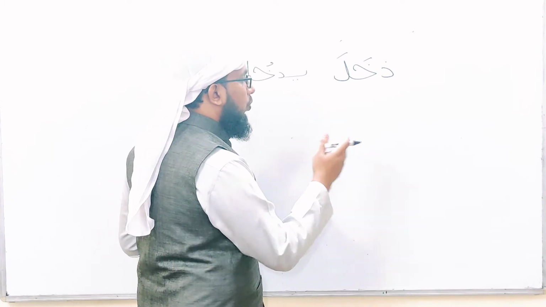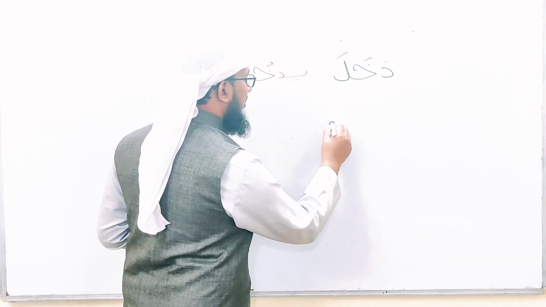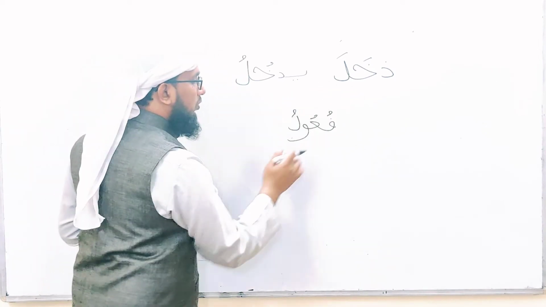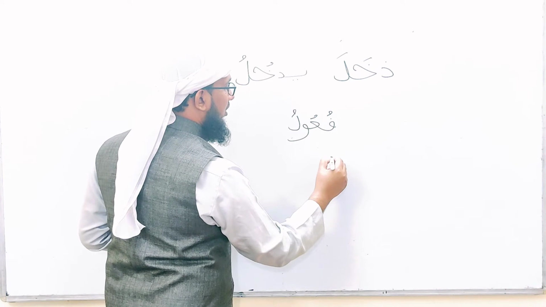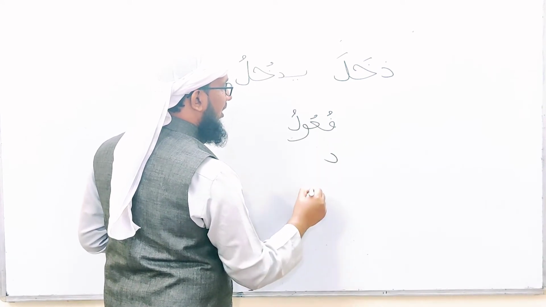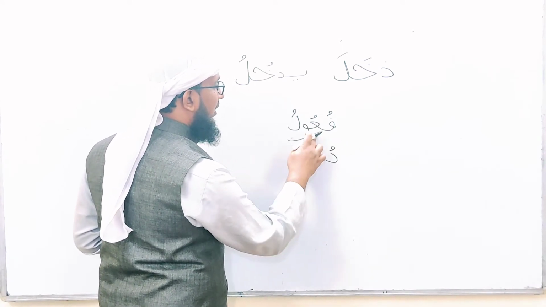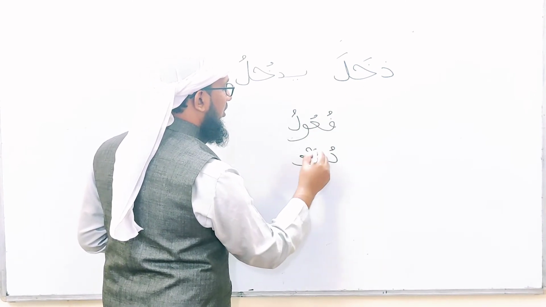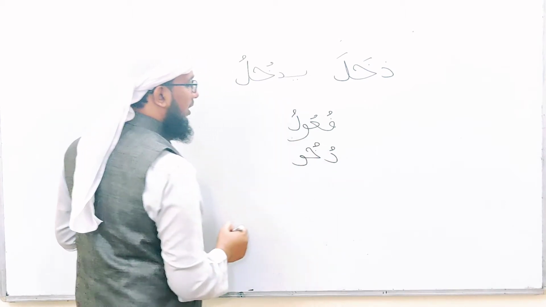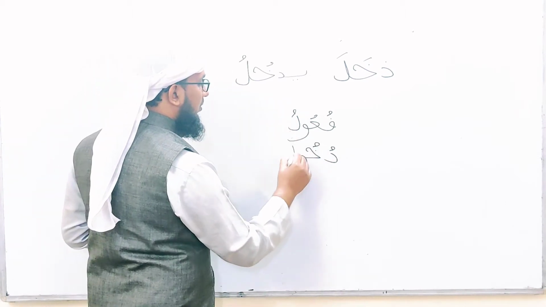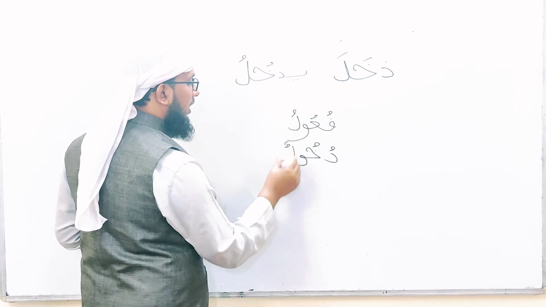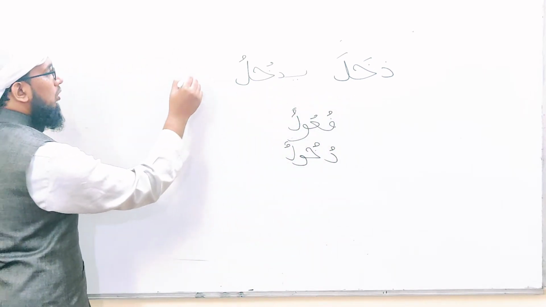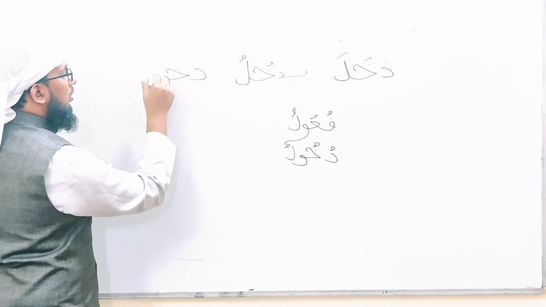So in what wazn will it be? It will be in the wazn of fu'ulun. Make dakhala to fu'ulun: the first, fa, da, make it dhamma. Ain, ainul fa'il, kha, with the dhamma. And next is waw, add a waw after the kha, and lam: dukhulun. Fu'ulun, dukhulun. So dakhala yadkhulu, dukhulun.